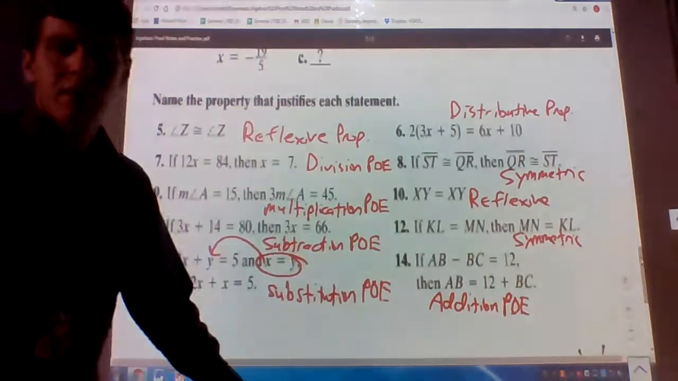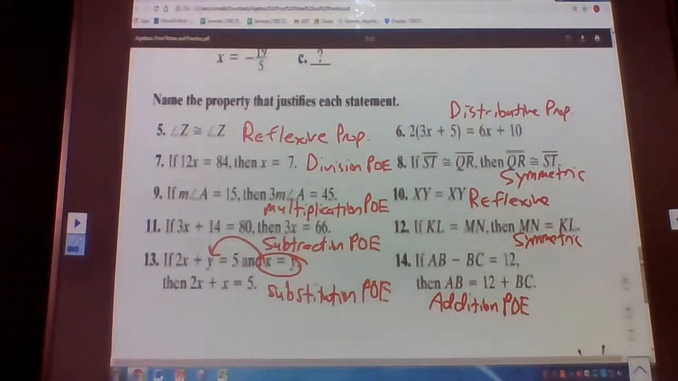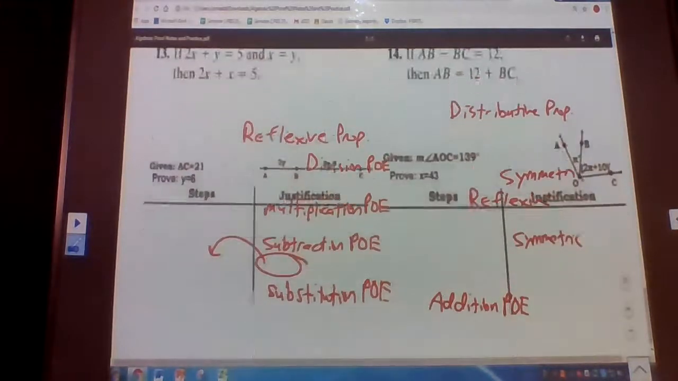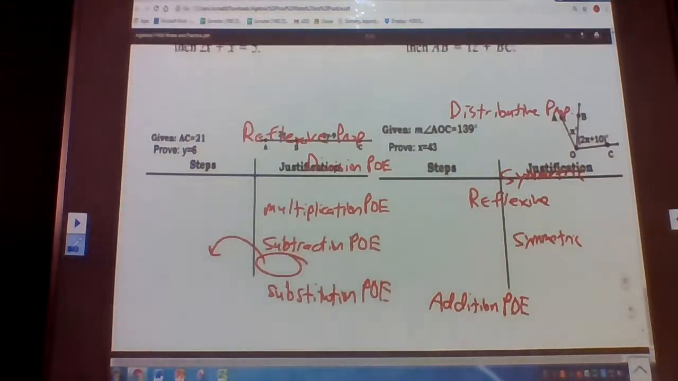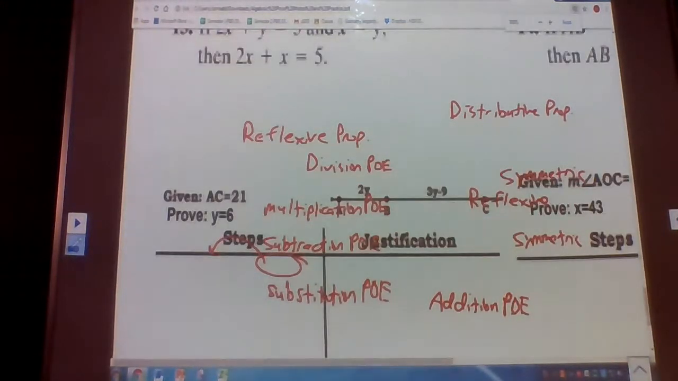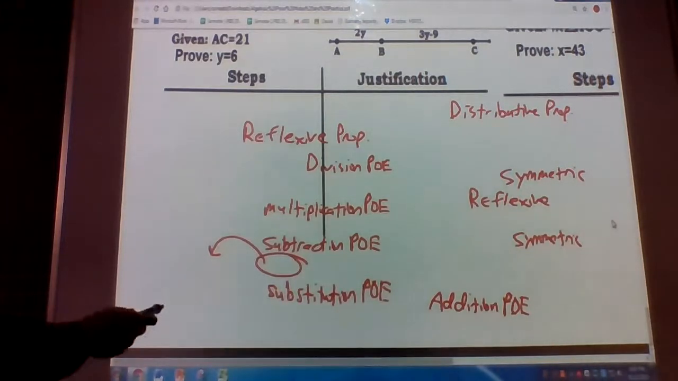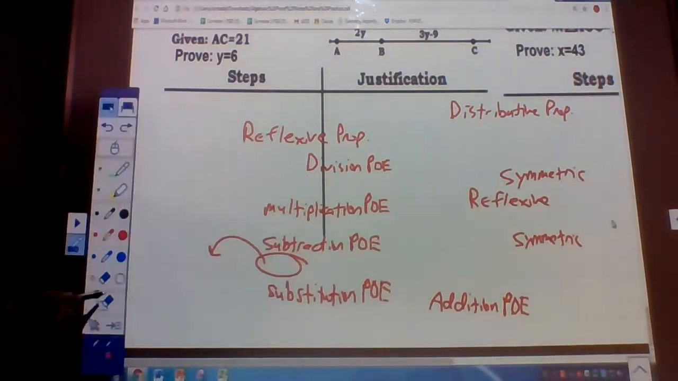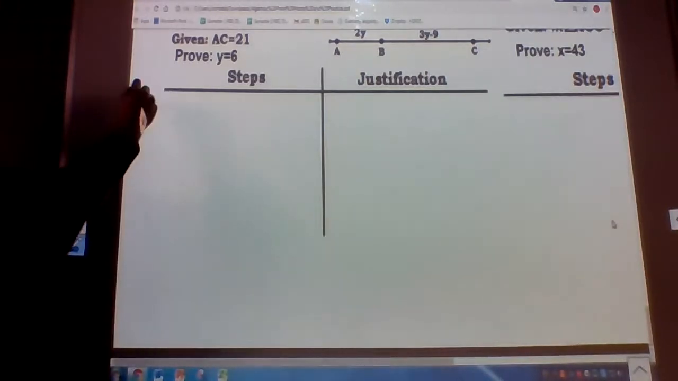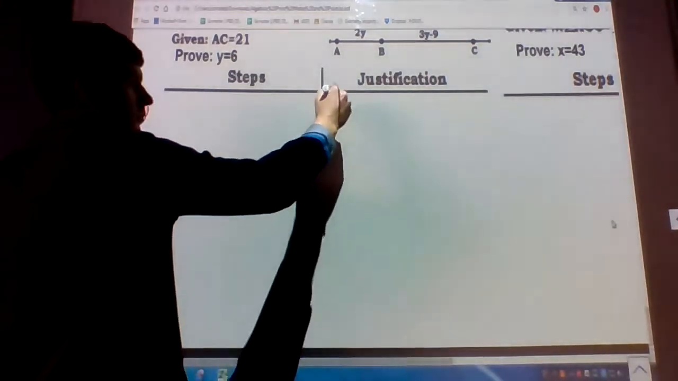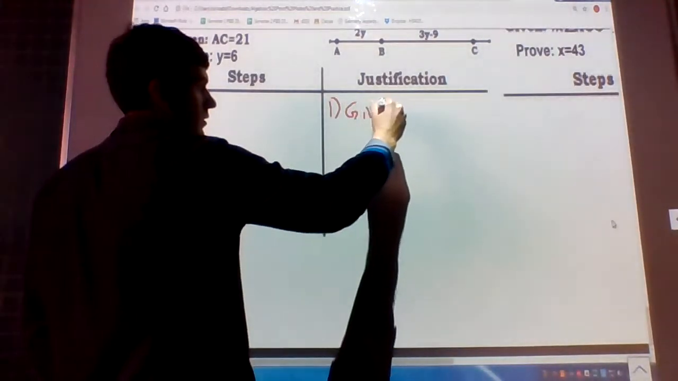Okay. We got 2 more proofs to go. Okay, we probably got to zoom in on these so we have enough room. Okay, and if you weren't here, we did these together, so let's fill them in. So first step is the given.